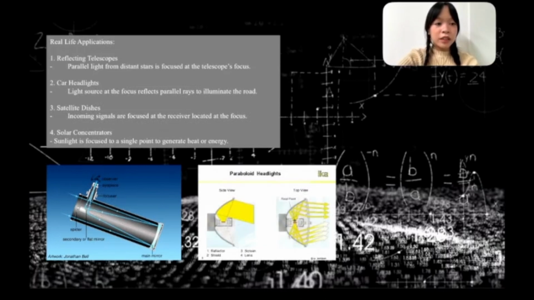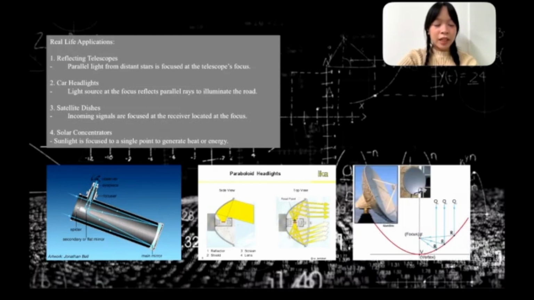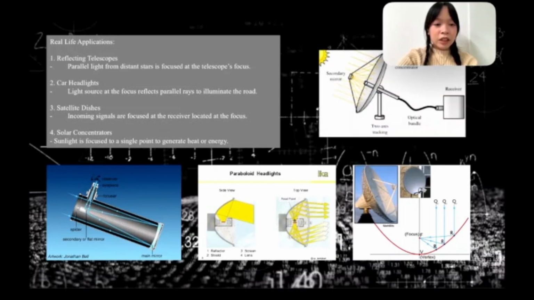Number two, car headlights. The focus is where the bulb is located. The road ahead is illuminated by a powerful parallel beam of light that bounces off the parabolic surface. Third, satellite dishes. Even from thousands of miles away, incoming TV or radio signals bounce off the dish and converge at the receiver at the focus. Lastly, solar concentrators. Parabolic mirrors are used in solar power plants to concentrate sunlight onto a small area, producing electricity and high heat. These are all based on the same optical principle.